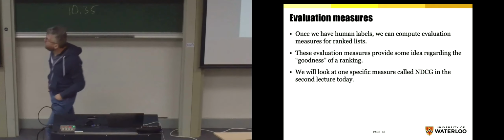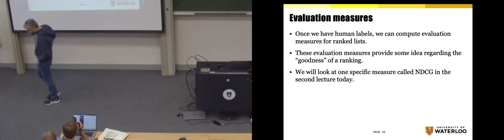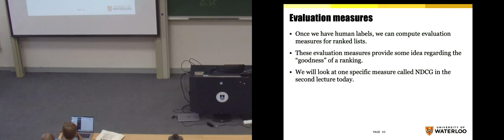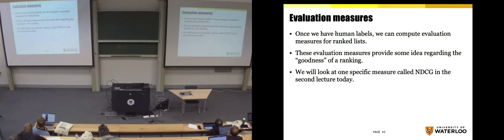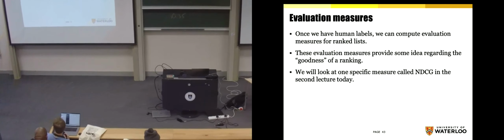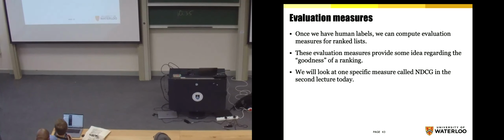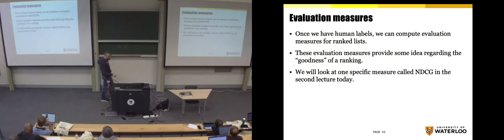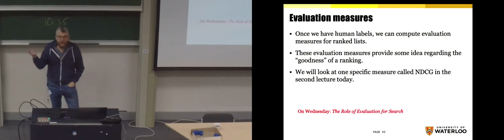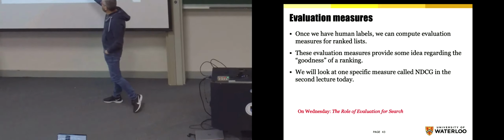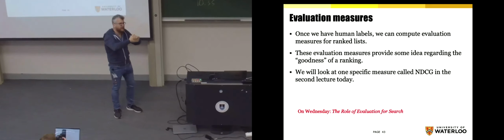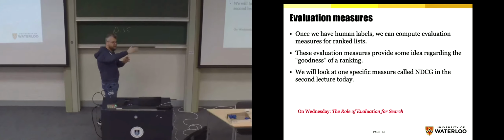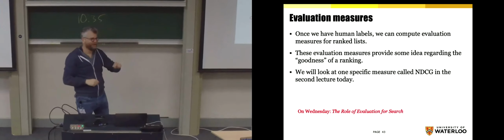So once we have these labels, for evaluation, we use any number of measures that say, okay, we have a ranked result, we have a bunch of labels, how good overall is the ranked result? And we'll look at a measure today called normalized discounted cumulative gain. I'd say in the second lecture, but that means now in a minute, okay? So I'll come back to that, and you will use that measure in the lab. And on Wednesday, one of the talks is called The Role of Evaluation for Search. The people over there are going to give that lecture.